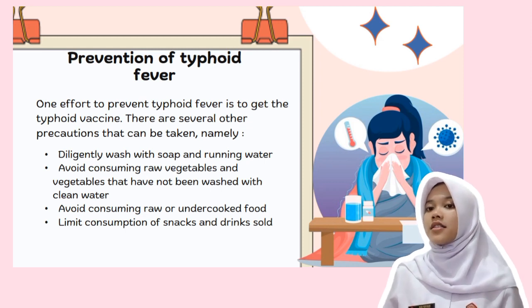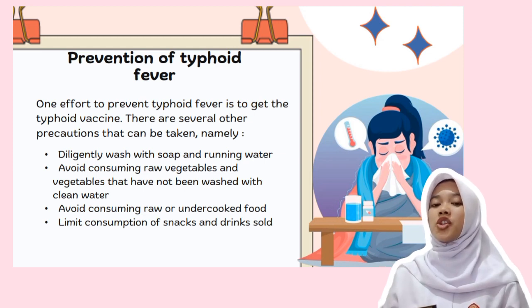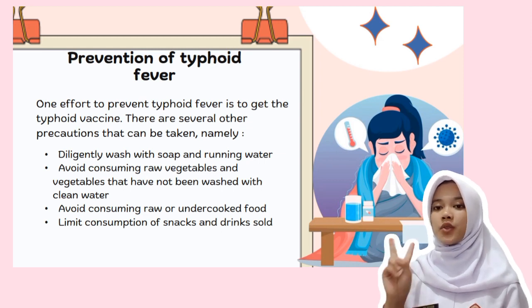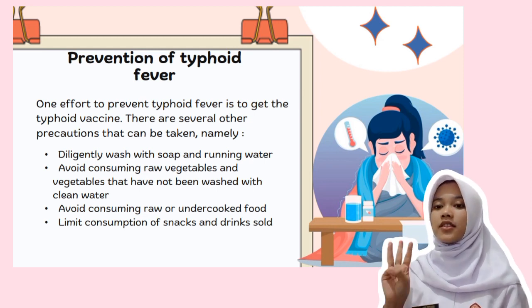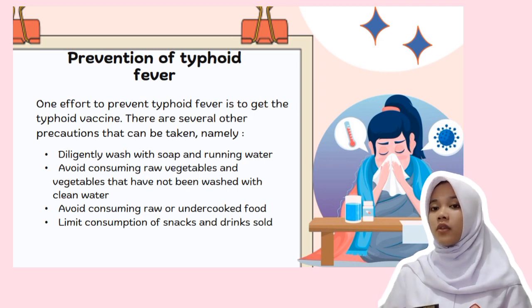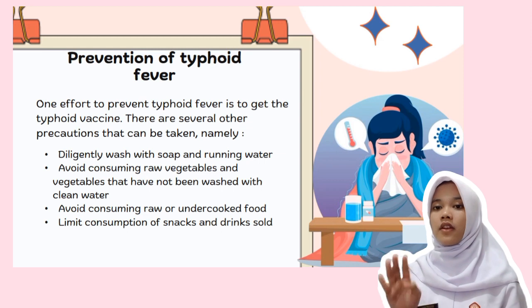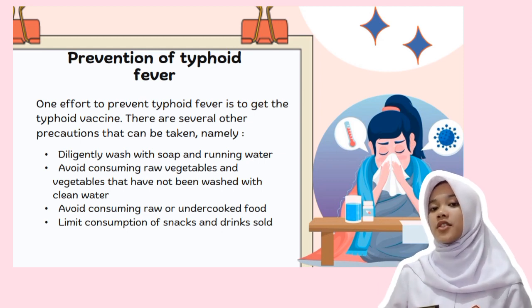There are several other precautions that can be taken, namely 1. Wash your hands regularly with soap and running water. 2. Avoid consuming raw vegetables and vegetables that have not been washed with clean water. 3. Avoid consuming raw or uncooked food that is not perfectly ripe. 4. Limit consumption of snacks and drinks that are salty.